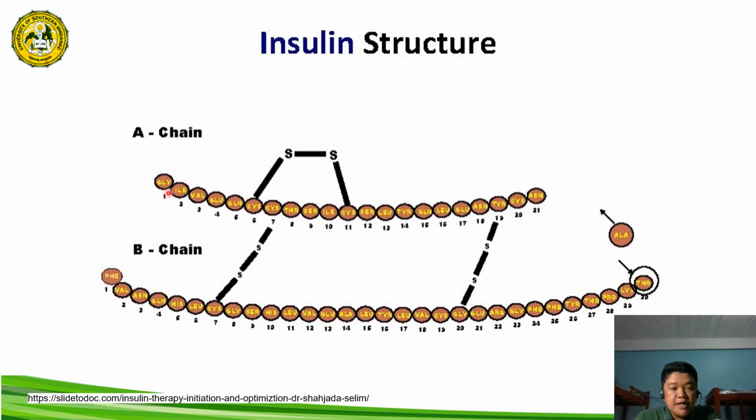The A chain and the B chain are numbered from the N to the C terminal. For example, the glycine here represents the first residue, and we number it 1, 2, 3 until 21 at the asparagine level. That is the amino acid located at the C terminus. For the B chain, we have here phenylalanine, and the polypeptide chain is numbered from 1 to 30 until we reach the threonine amino acid at the C terminus.